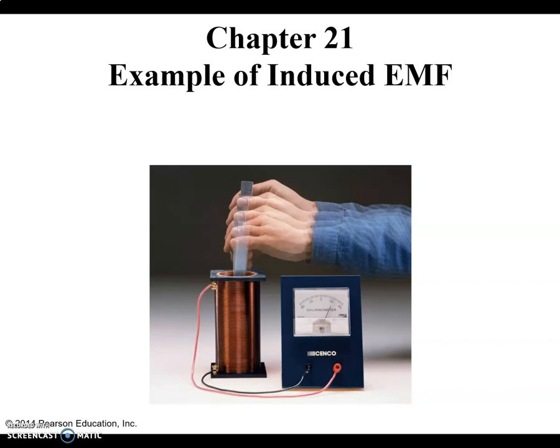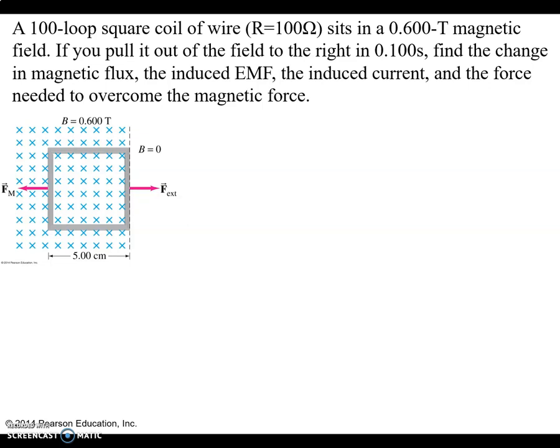Let's go through an example of actually calculating the induced EMF and determining the direction of an induced current. So let's say that you have a 100 loop square coil of wire with a total resistance of 100 ohms, and it is sitting in a magnetic field of 0.6 teslas.